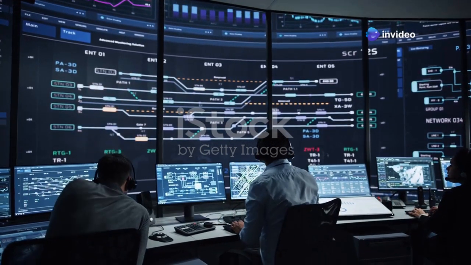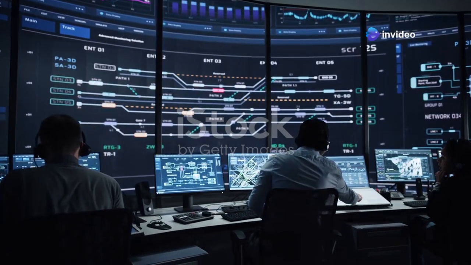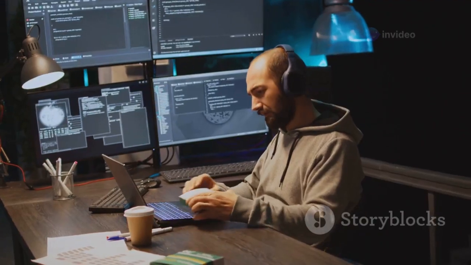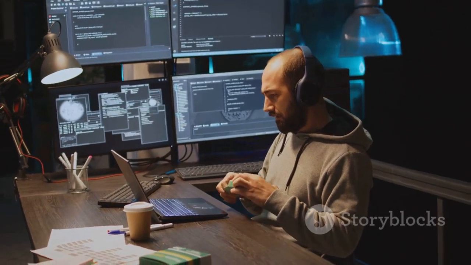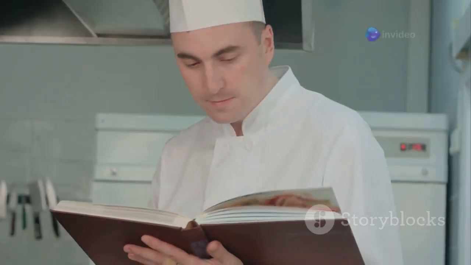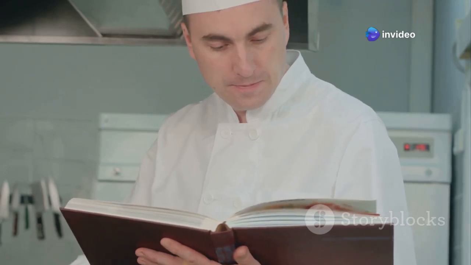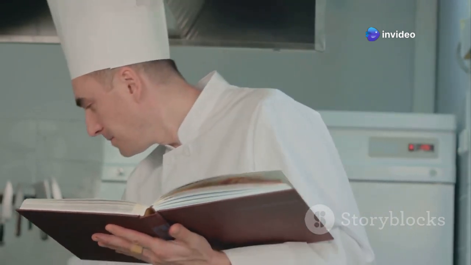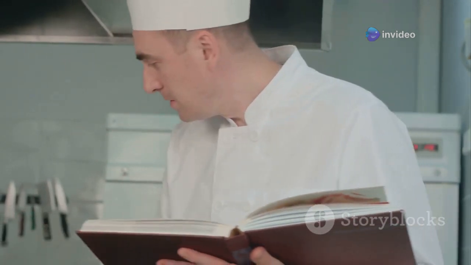In the bustling world of computer systems, processes are constantly vying for attention. A process, simply put, is a program in execution. It's like a chef juggling multiple dishes at once in a busy kitchen. To manage this intricate dance of processes, operating systems rely on a crucial tool, the Process Control Block, or PCB.